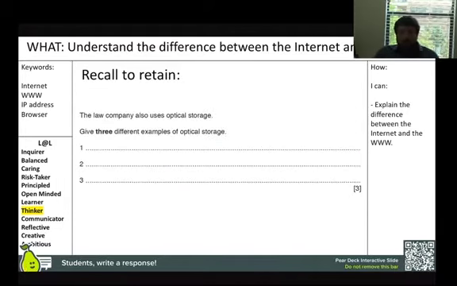We've got a question here about optical storage. We need to give 3 different examples of optical storage. Why don't we start with a CD-ROM? That's the smallest capacity of optical storage. Then we can move up to a DVD, which can store 4.7 gigabytes. And then we can move up to the biggest capacity optical storage, which is of course a Blu-ray. So those are our 3 examples of optical storage.